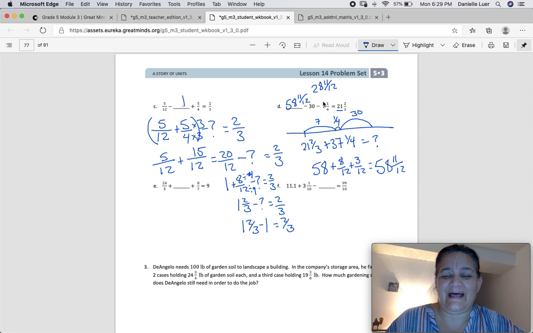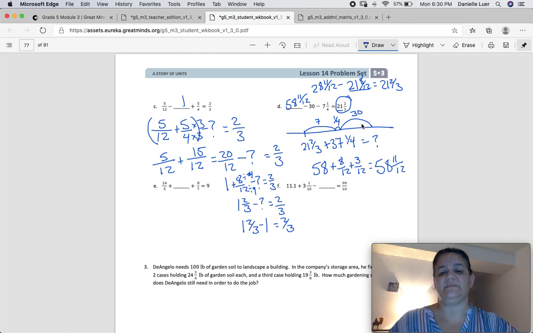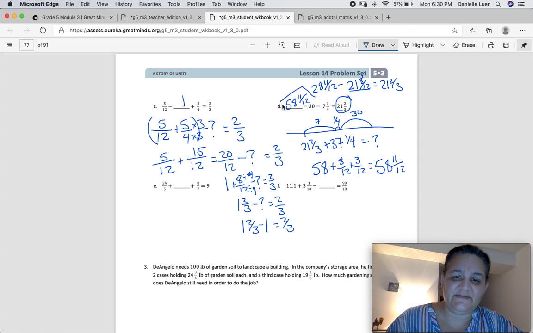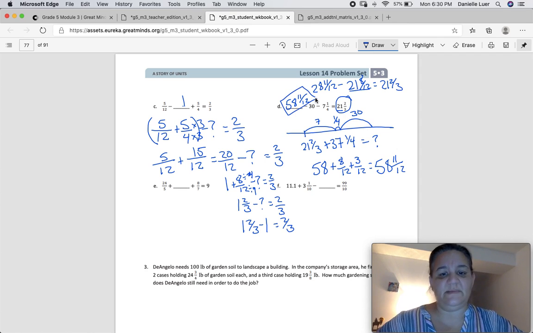Now we're going to take 28 and 11/12 and we're going to subtract 7 1/4. Minus 7 1/4 would bring it back down to 21, and 1/4 would actually be 3/4, so that would actually be 8/12. And 8/12 is just another way of saying 21 2/3. There we go. That's much better. Okay, so our answer is 58 and 11/12. Took a minute to get there.